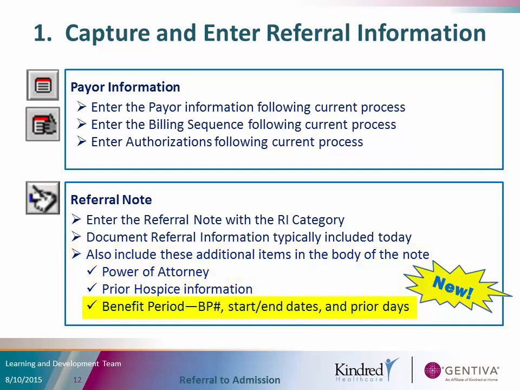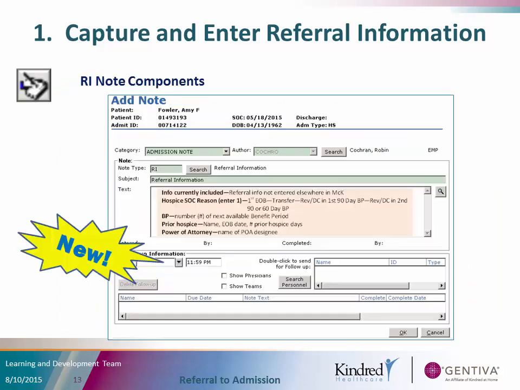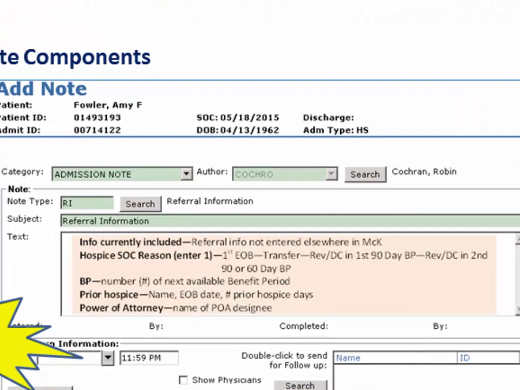The specific information you need to include about benefit period in the referral note is the same information that you're currently entering in the BP event, and that includes the BP number, the start and end dates, the number of prior hospice days, if any, and the name of the prior hospice. So let's take a look at what that RI note might look like. Here is an example of a new RI note with a template that contains all of the required components.